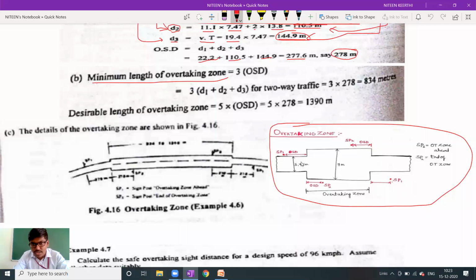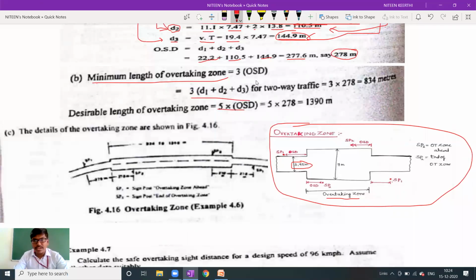So here you can see 3.75 meter is the single lane, right? So 7 meter will be the lane at the overtaking zone. So they will try to give some extra width on either side of the road for overtaking purpose. That overtaking zone, we usually say it as 3 times of OSD to 5 times of OSD. So minimum length is 3 times, desirable length is 5 times. So we need to calculate 3 times of OSD first and later on 5 times of OSD both.